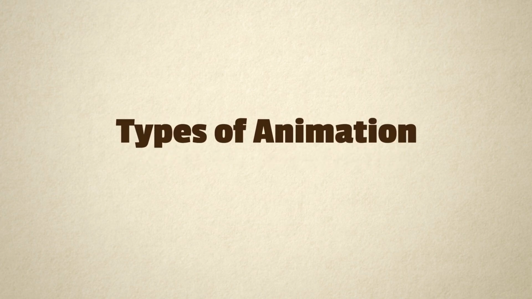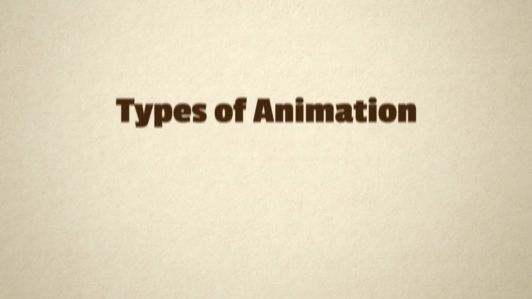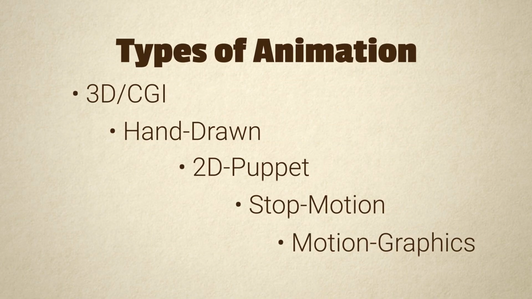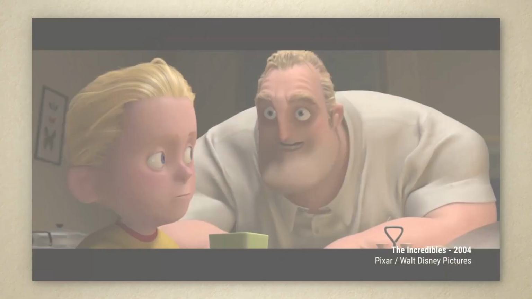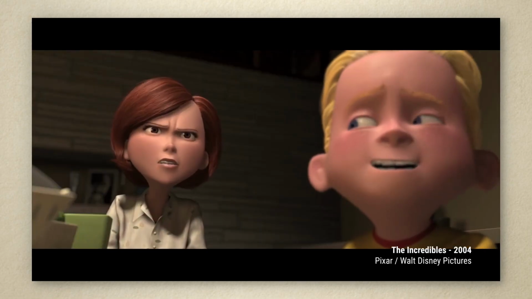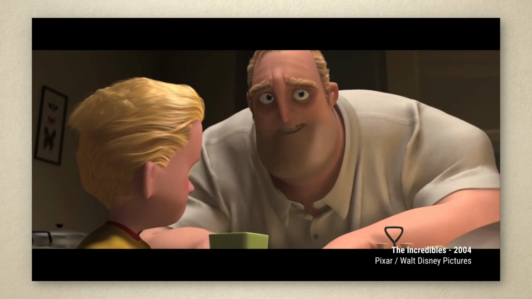There are many different types of animation, some of which you're probably already familiar with. So to start out this course, let's do a quick rundown of the different types of animation and what the differences and similarities are. Let's start with 3D animation, which is also called CGI, which stands for computer-generated imagery.